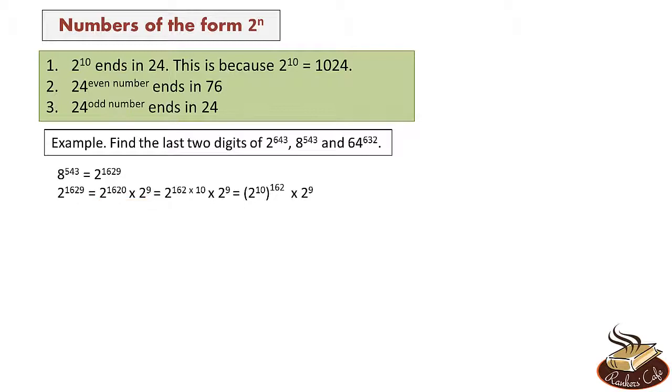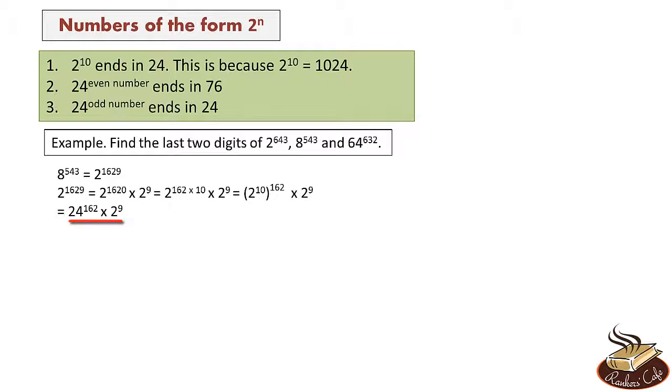Now 2 raised to the power 1620 can be written as 2 raised to the power of 10 whole raised to the power of 162. 2 raised to the power of 10 has the last two digits as 24. So it becomes 24 raised to the power of 162. So our original number becomes 24 raised to the power of 162 into 2 raised to the power of 9.